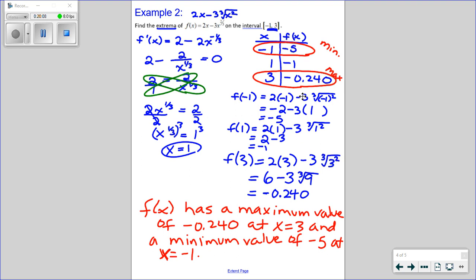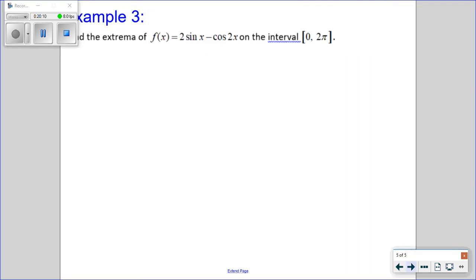All right, we have one more example. Let's look at how this works out with a trig function. The steps are the same, so we're going to start by finding our derivative.